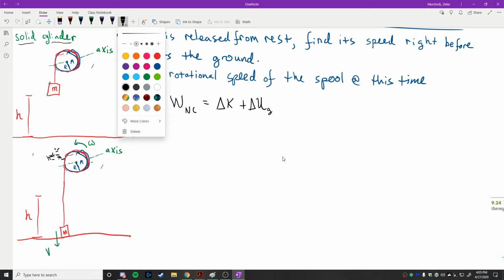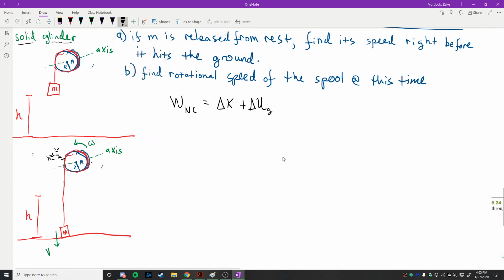Now, to use this equation, first of all, we're going to say work done by non-conservative forces is 0. To use this equation, right, we need to include information about both of these objects here, okay?